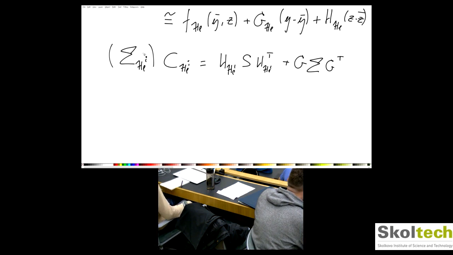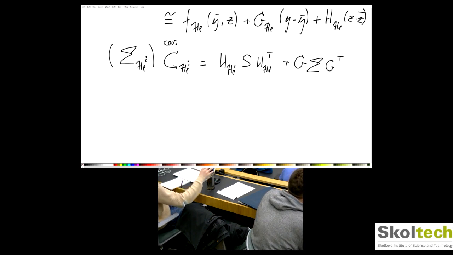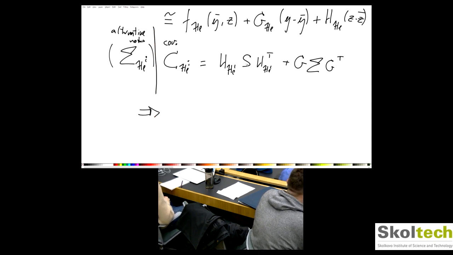This is how they use the letter for covariance. Although in our course we were using this capital, they were using the letter C, so I'm just following the notation in the paper. Let me write it this way. Don't mix them up.